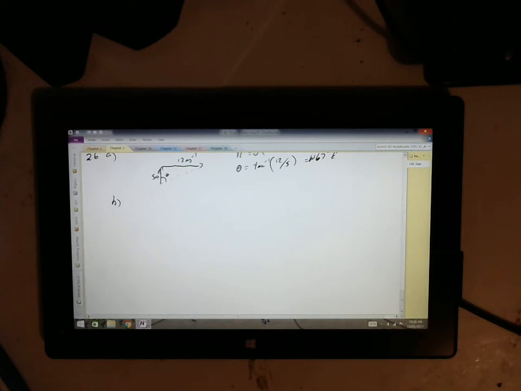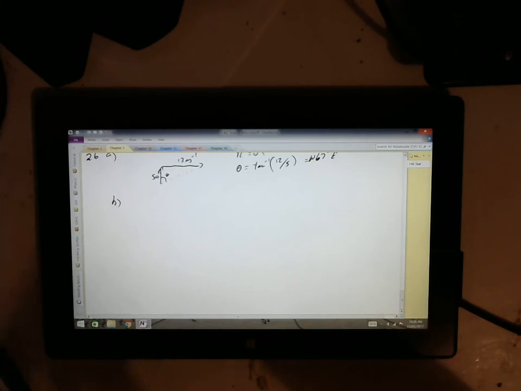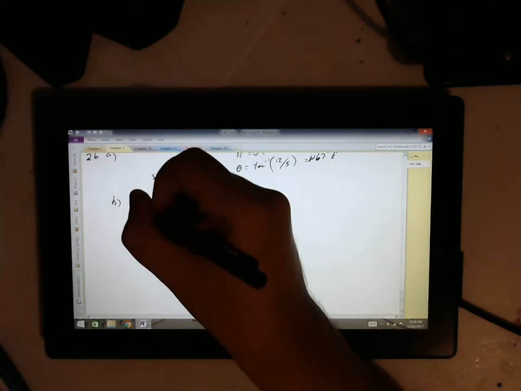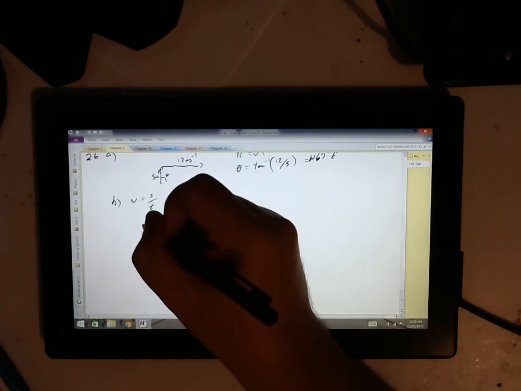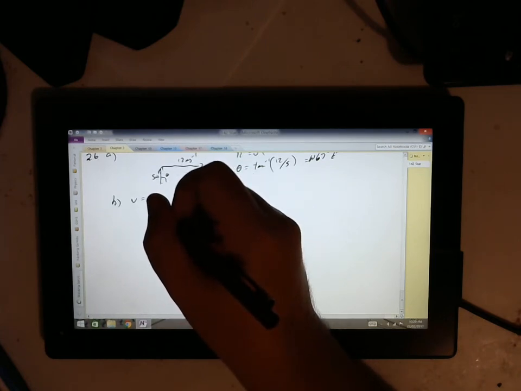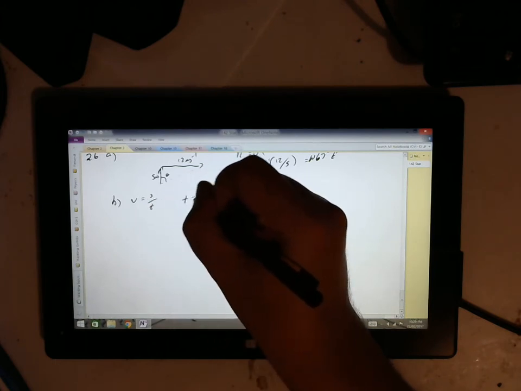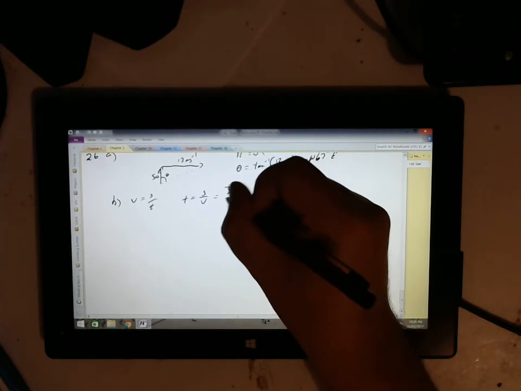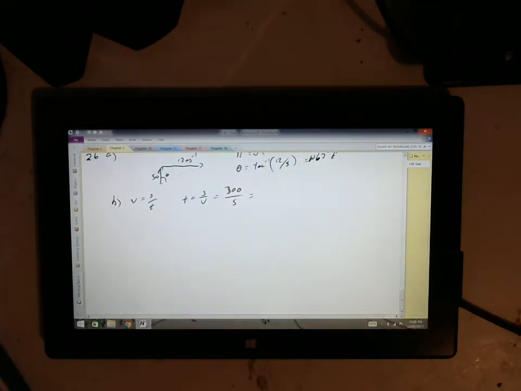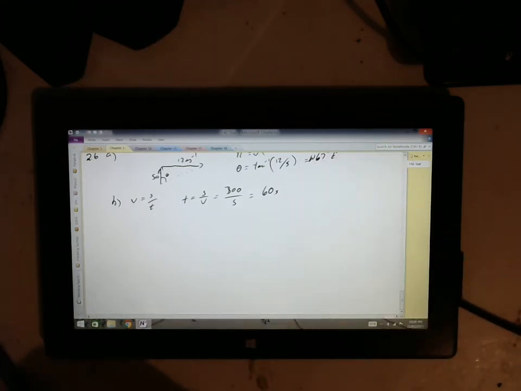What time would it take to cross the river? Now, the fact that it's going down the river doesn't matter. Remember, vectors at right angles don't interfere with each other. We're going to use the basic velocity equals displacement over time. We know his velocity is 5. We know his displacement has to be 300 to get across. So we want to know the time. Time equals s over v equals 300 over 5, which equals 60 seconds.